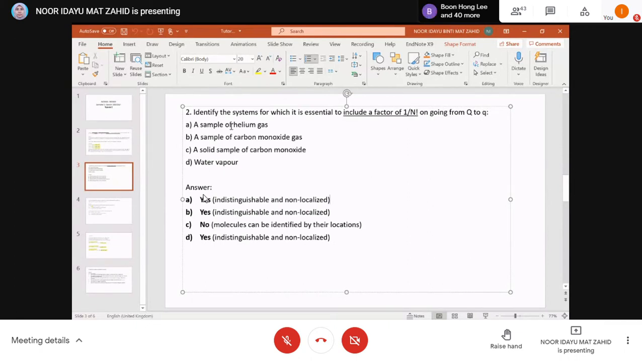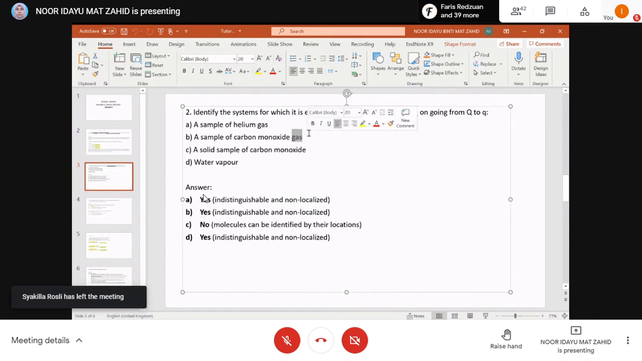For a sample of helium gas, it's a gas, so this system is indistinguishable and non-localized. So yes, you have to include 1 over n factorial when you relate canonical to molecular partition function. For 2b, carbon monoxide gas, it is a gas, we cannot distinguish the identity, and it is also non-localized. So yes, you have to include the 1 over n factorial term.